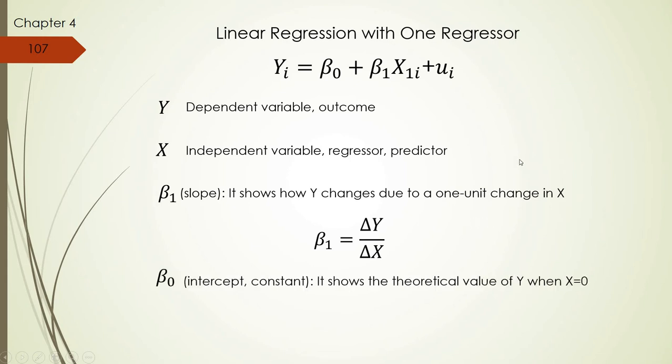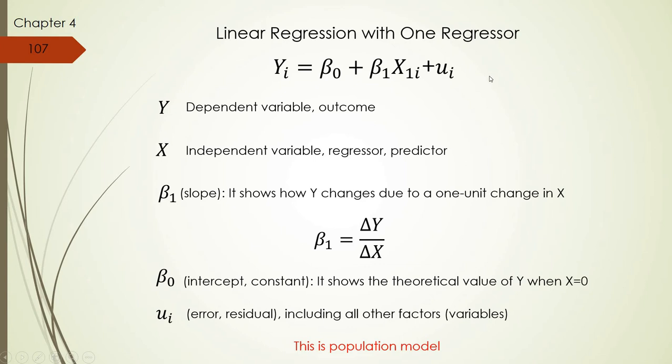Beta 0 is called intercept or constant, and it shows the theoretical value of y when x is 0. For example, it will show the theoretical value of our profit if our investment is 0. The error term, or residual, includes all other factors or variables that we didn't put in our model. So everything else that explains the variation of our data is here.